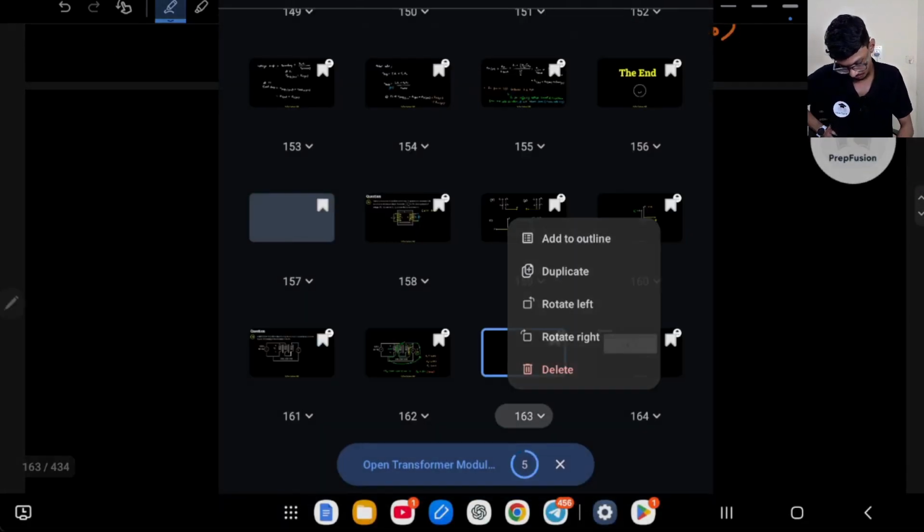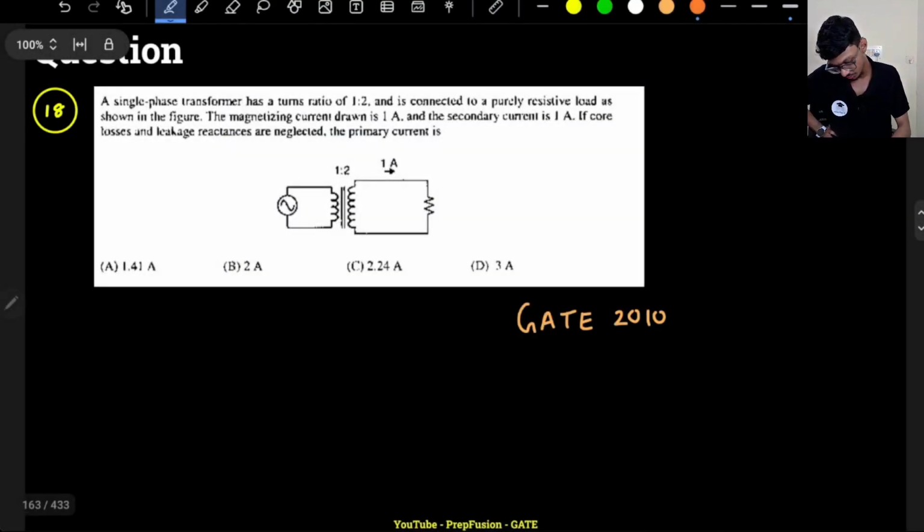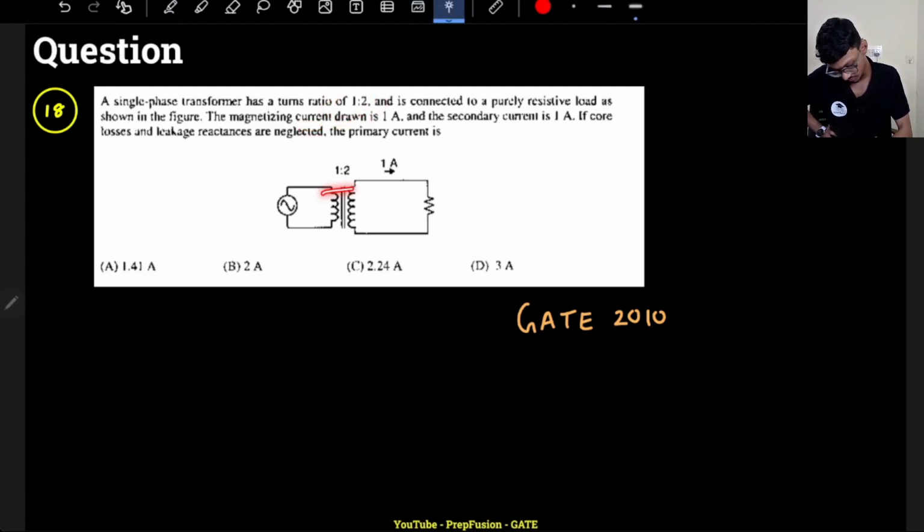So this is the next question. A single phase transformer has a turns ratio of 1:2, and is connected to a purely resistive load as shown in the figure. The magnetizing current is 1 ampere. The secondary current is 1. If the core and leakage reactance are neglected, the primary current.